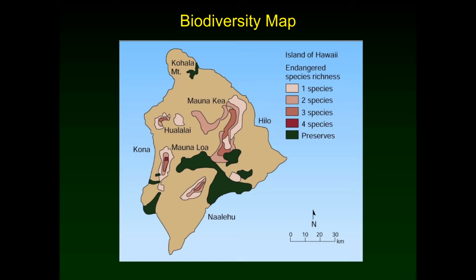You could just see how fragmentation can occur within it. And this is a fairly large island. This is the main island. You can tell Kona and Hilo.